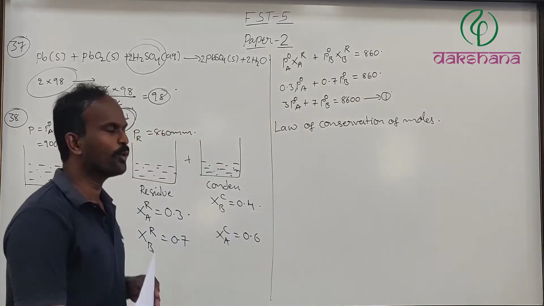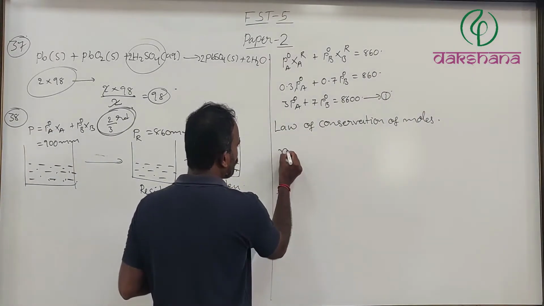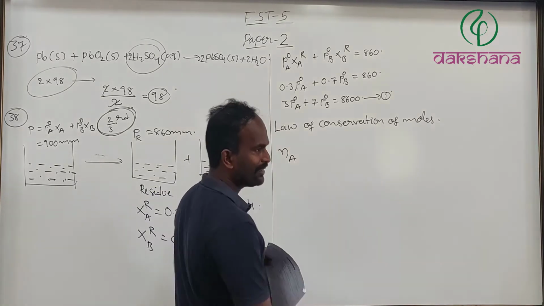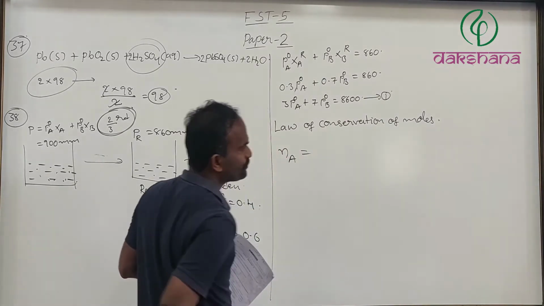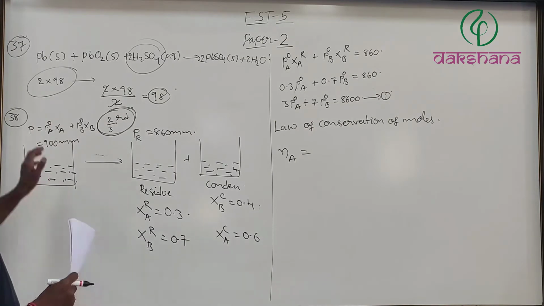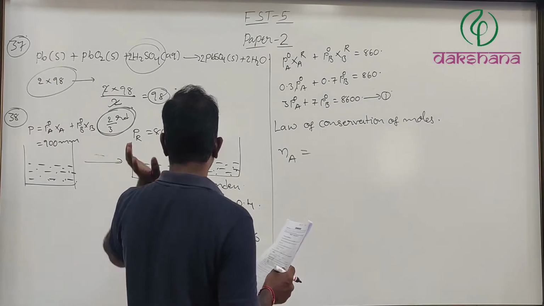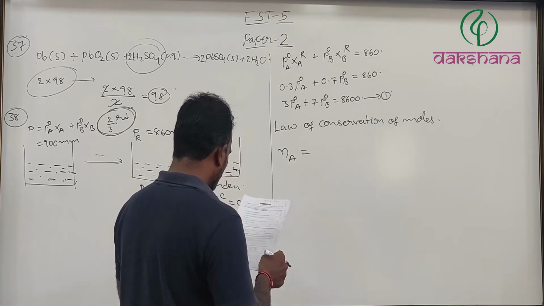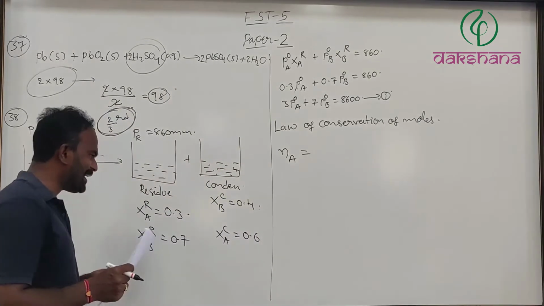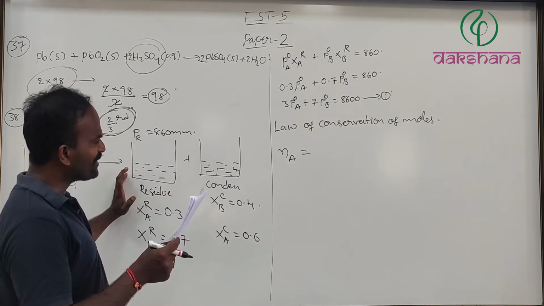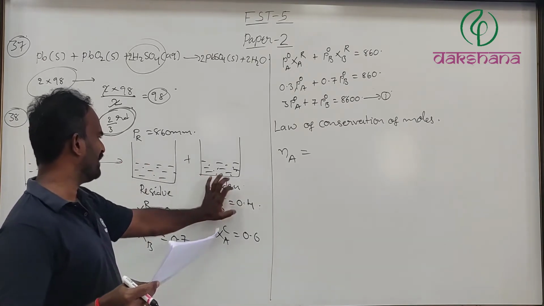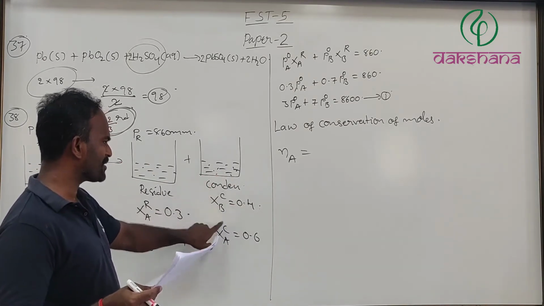Law of conservation of moles. Let us suppose that the initial number of moles of A is Na. Now we have two parts: how much is distilled, and how much is condensed.